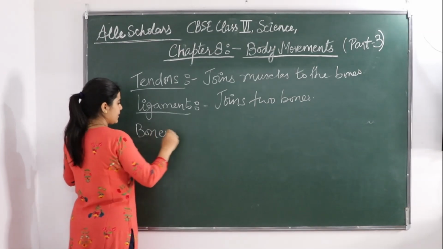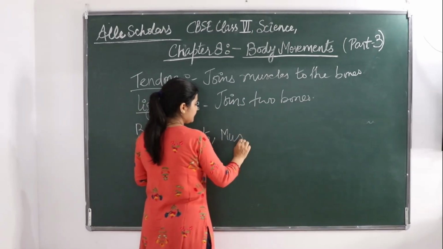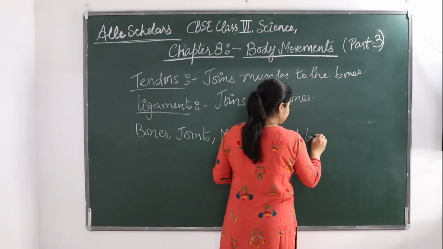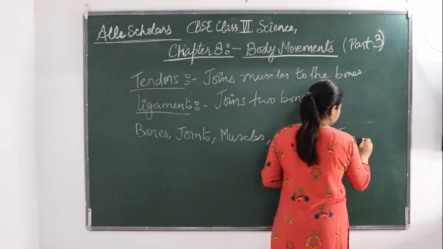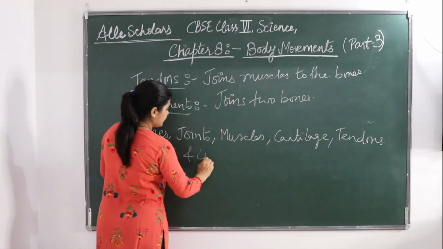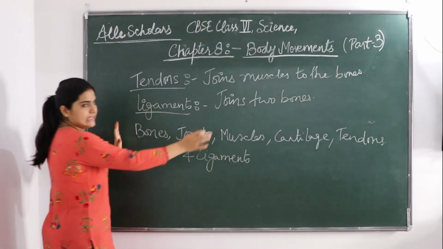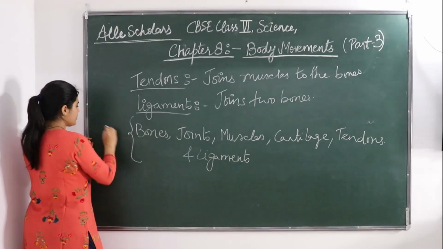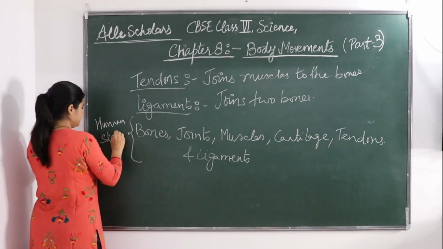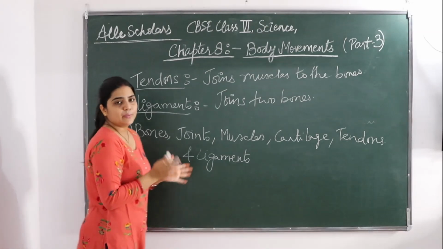Okay. So we have seen bones, joints, muscles, cartilage, tendons and ligaments. All of these, what do they constitute? They constitute a human skeleton. Okay, so this was about human beings.